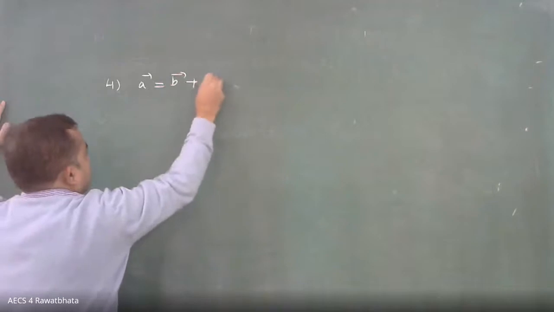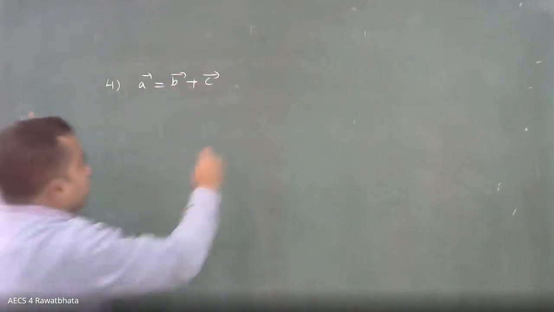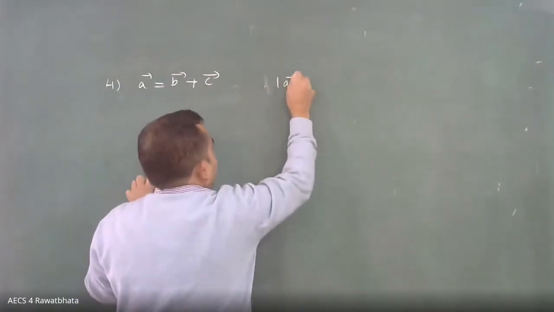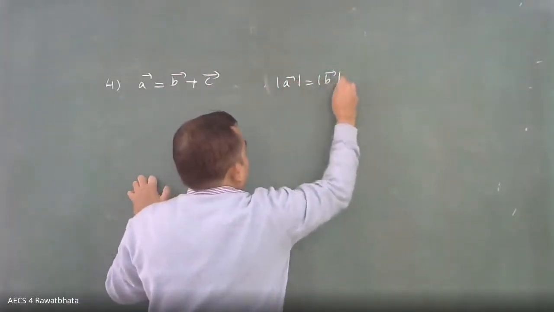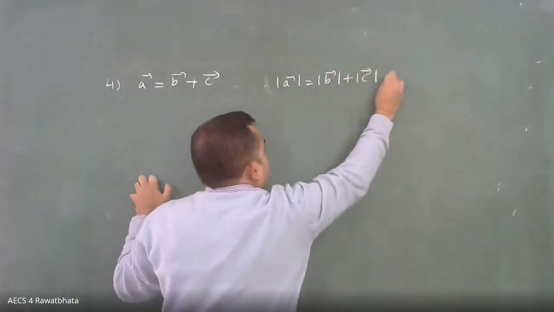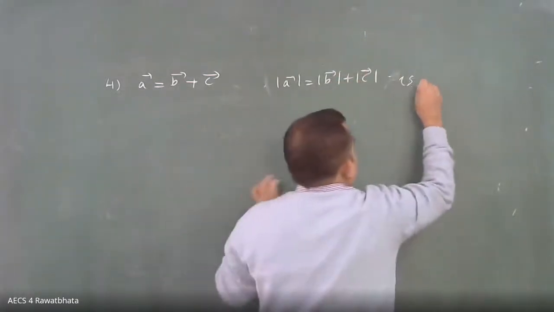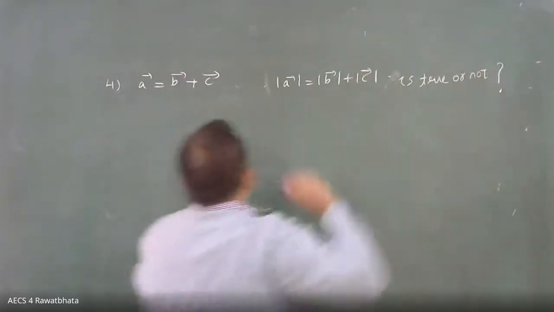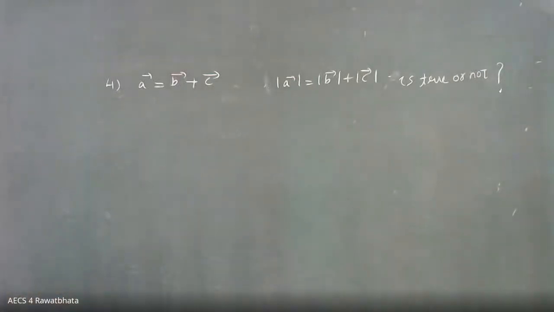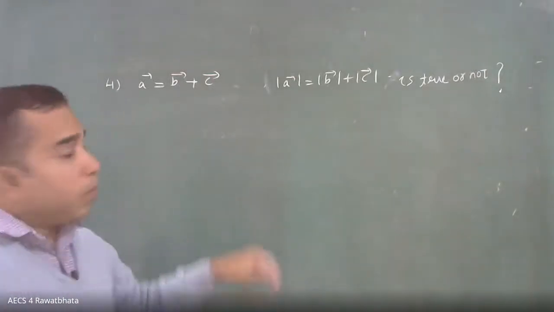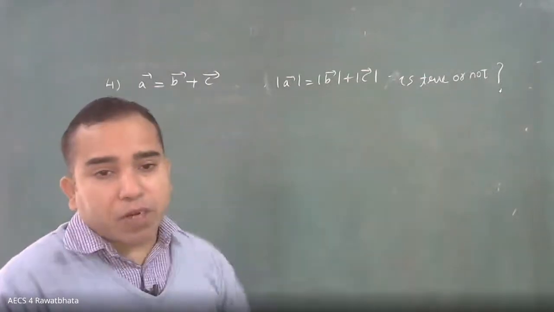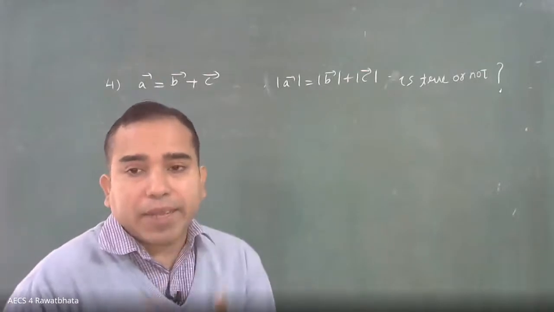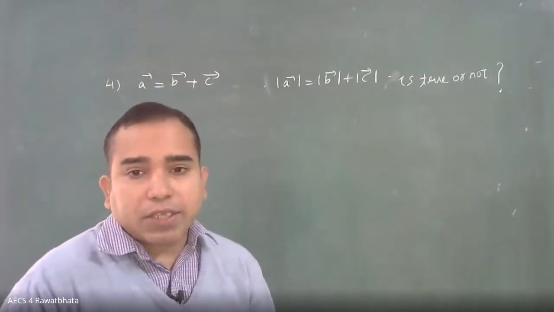Okay, vector A is equal to B plus C vector. They are asking, is it true or not? If this happens, A equals B plus C, then whether mod A will also be equal to mod B plus mod C. Think about what your intuition says. Intuition means insight, your conjecture, your prediction.